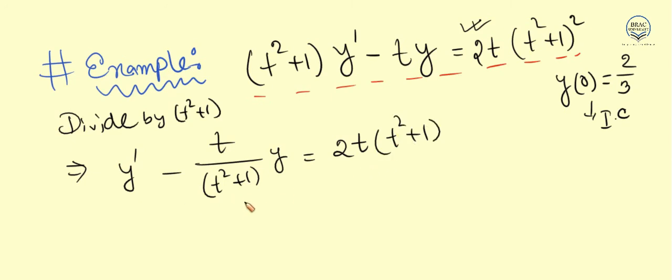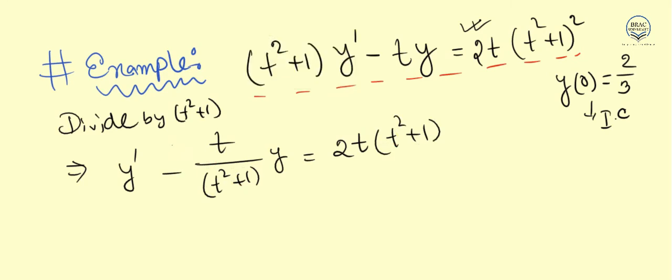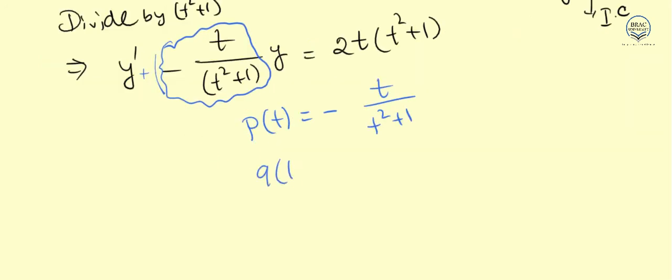Now you can identify the p's and the q's. So let's identify them. This minus t divided by t square plus 1 is our p. So p of t will be minus t over t square plus 1, because you can always write a plus over here, and this plus minus would mean a minus. So that's how this thing comes. And then your q of t is already apparent over here. This will be just 2t times t squared plus 1.